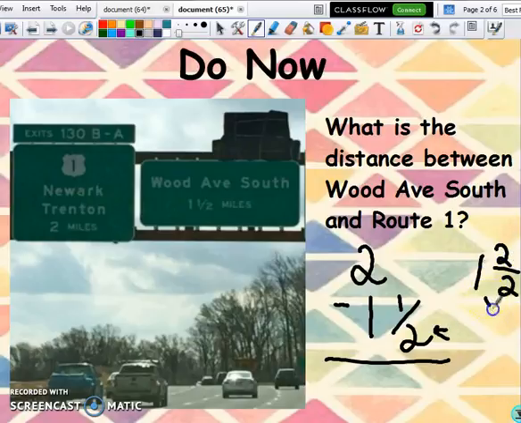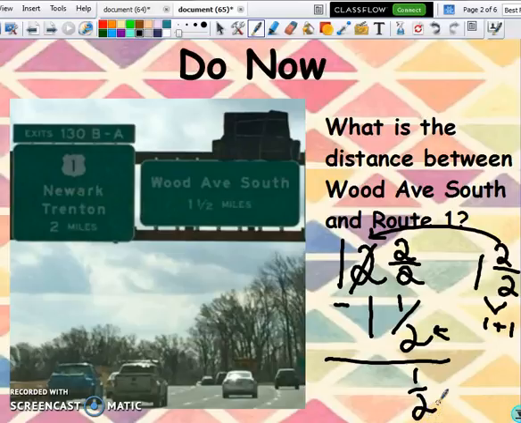Because in reality, this is still 1 plus 1, which is still 2. So that's why we changed the 2 to a 1 and brought that 2 over 2 here, because we're really just manipulating the 2 to look like 1 and 2 over 2 so that we can subtract. And now that I have 2 over 2 minus 1/2, we get 1/2, and 1 minus 1 is just 0. So it's 1/2 mile apart.